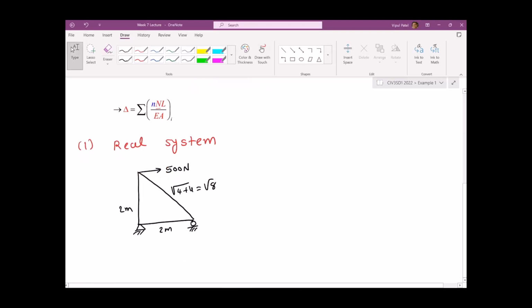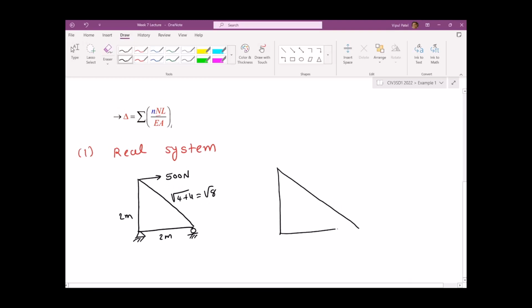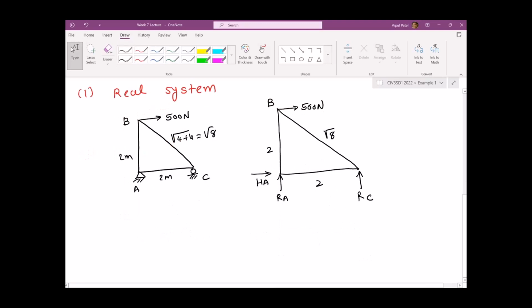Right, so if I draw the free body diagram with the reaction forces, let's put A, B, and C. Reaction force HA, reaction force C, and we have 500 newtons at B. You have 2 meters, square root of 8. Right, so let's find the reactions.